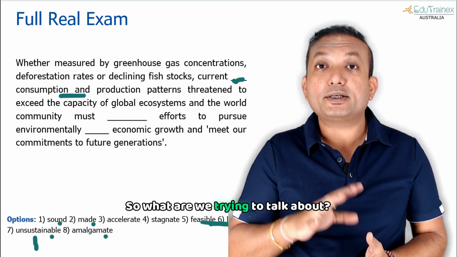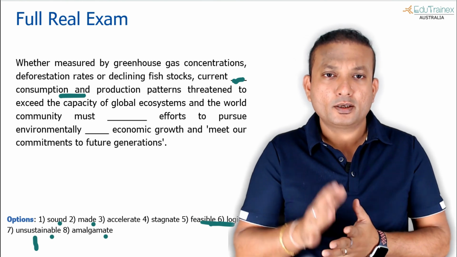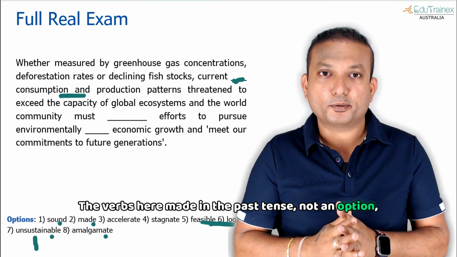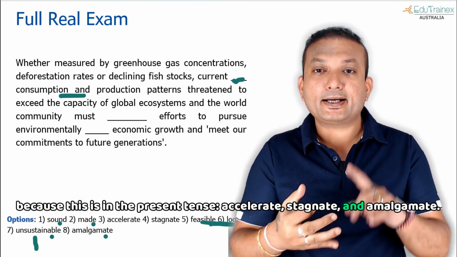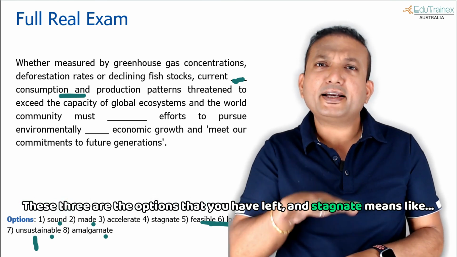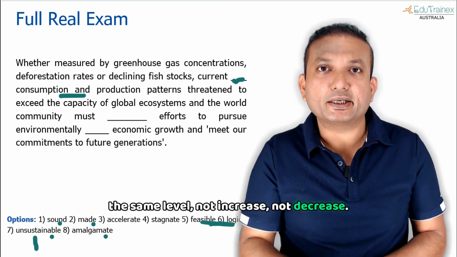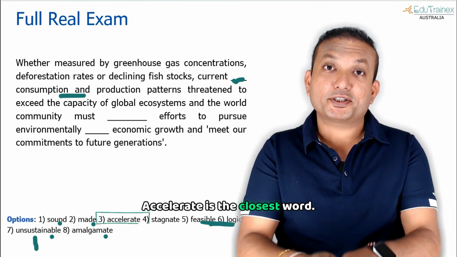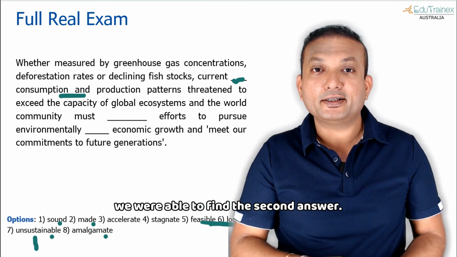So what are we trying to talk about? Which other word is close to the meaning? The verb made in the past tense is not an option, because this is in the present tense. Accelerate, stagnate, and amalgamate. These three are the options that you have left. And stagnate means at the same level, not increase, not decrease. So we are talking about pushing it. Accelerate is the closest word. And by applying the meaning, out of three words, we were able to find the second answer.